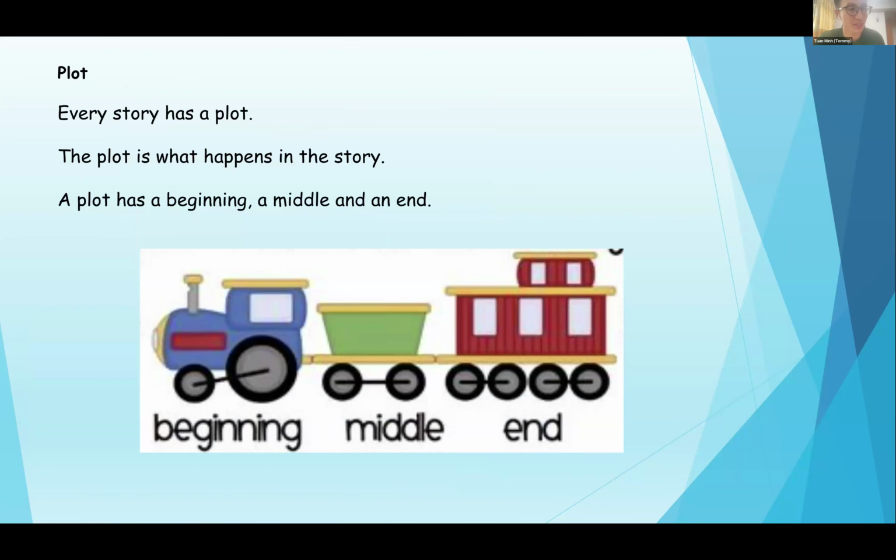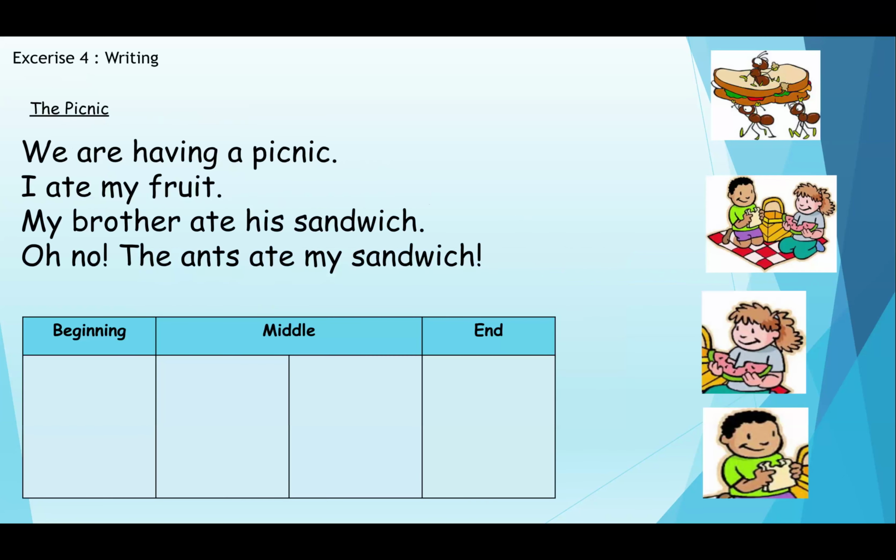Plot is the most important or the most crucial part in every story that it has. Every story has a plot, and the plot is what happens in the story. It has a beginning, a middle, and an end. For example, we have the story, The Picnic.